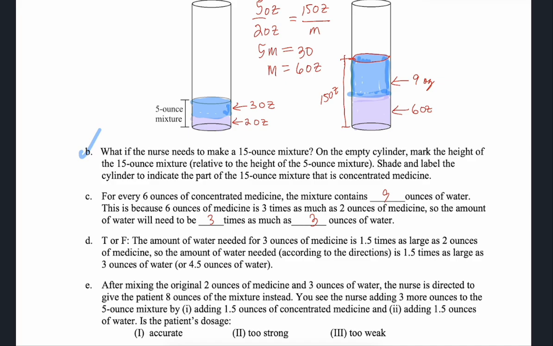And we kind of did that logically up above as we were going through that process, okay? So D says, true or false? The amount of water needed for 3 ounces of medicine is 1.5 times as large as 2 ounces of medicine. So the amount of water needed is 1.5 times as large as 3 ounces of water, or 4.5 ounces of water. So that's true, because that proportionality will always change. So if you did 1.5 times the one piece of the medicine, then 1.5 times the water would also be what you would have to do, okay?